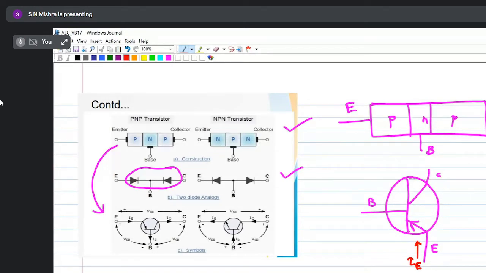Now the current which enters through the emitter should go out from the base and collector. So the current from base is IB, and the current from collector is IC. Understood? Three terminal currents: emitter current, base current, collector current. The currents are named corresponding to the terminal we take. Any doubt?